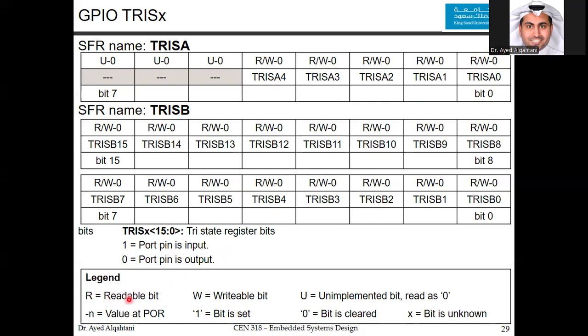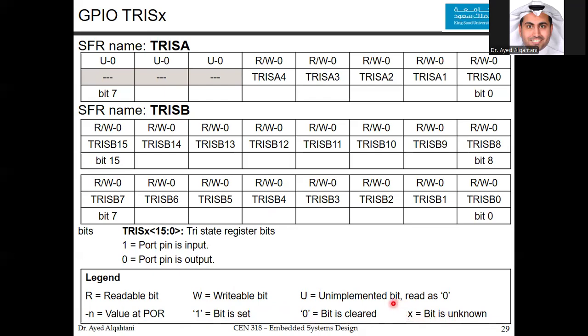You can see above every one of them, we have specific options written down here. If it is R, then this is a readable bit. W means that it's a writable bit. If it is U, like these three, then it's an unimplemented bit. If you have the hyphen n, this number is the default value. So the default value for all of them is 0, meaning that all of the ports are set as outputs by default. If the value is equal to 1, it means it's set. If it is 0, then it means it's clear. If it is X, then it is unknown, or we don't care about the value.